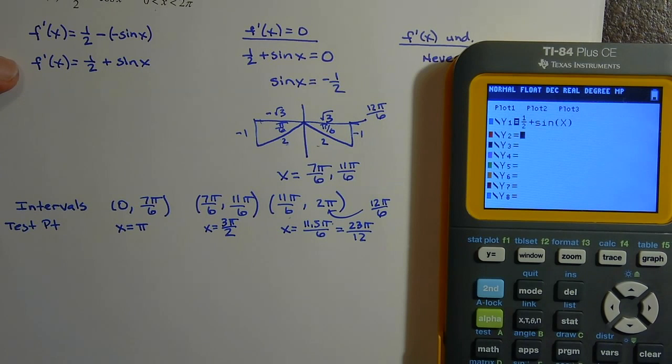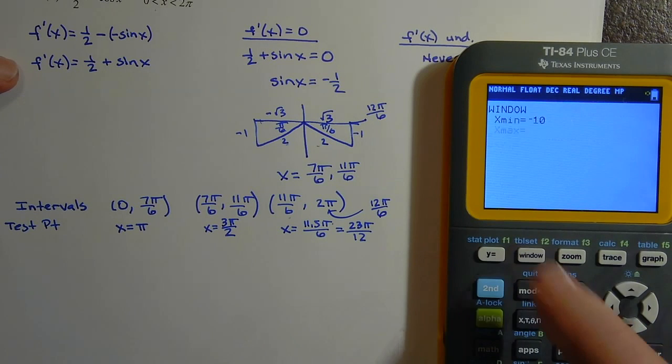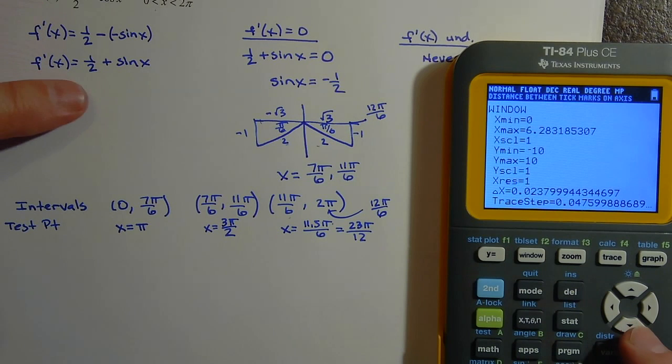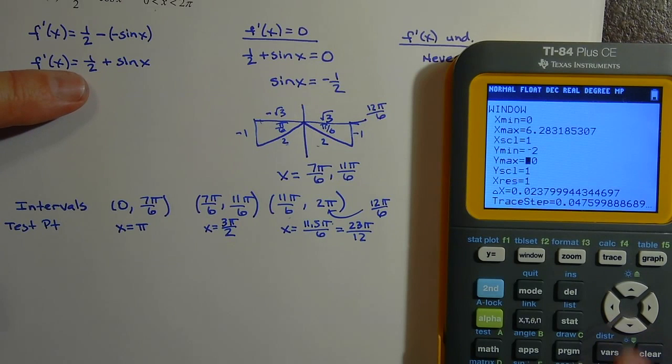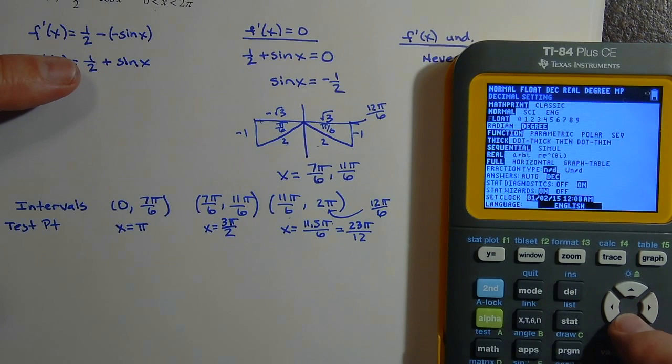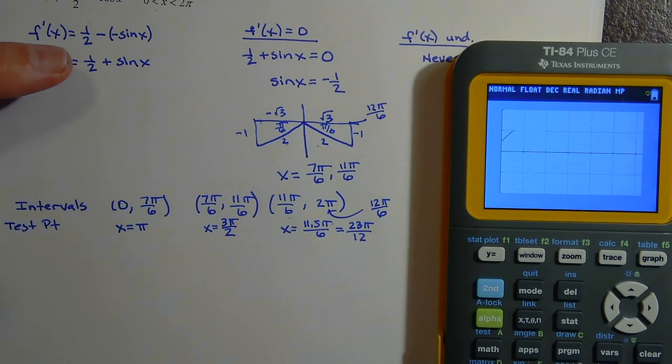All right, so now I'm going to graph this from 0 to 2 pi. So I'm going to go to my window, go from 0 to 2 pi. And the highest sine goes is 1, so I'd go from -2 to 2. And you know what, I'm in degree mode. So press mode, make sure you're in radian mode. And then graph it.